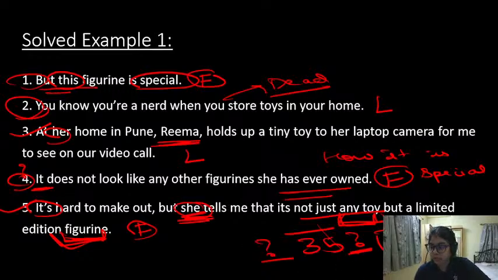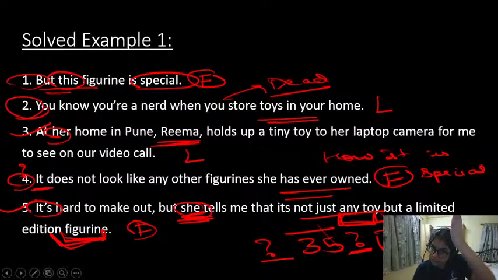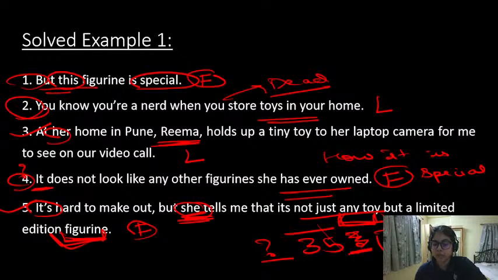So let's see 5 and 1. "It's hard to make out, but she tells me that it's not just any toy but a limited edition figurine. But this figurine is special." Okay, here 2 will not make sense. It will be a completely abrupt break here. So it will not come in the middle. Now it could be either in the concluding or in the opening sequence. Okay, the last sentence is the fourth one, which is this: "It does not look like any other figurine she has ever owned." "You know you're a nerd when you store toys in your home."